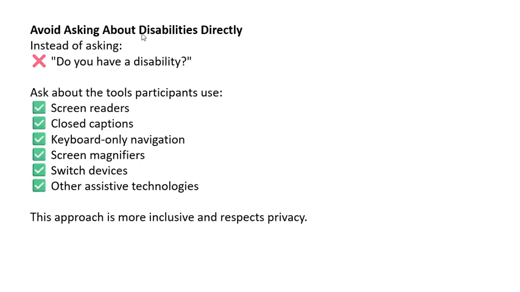And avoid asking about disabilities directly. Instead of asking "Do you have disabilities?", ask about the tools the participant uses, such as screen readers, closed captions, keyboard-only navigation, screen magnifiers, switch devices, and other accessible technologies. This approach is more inclusive and respects the privacy of the user.